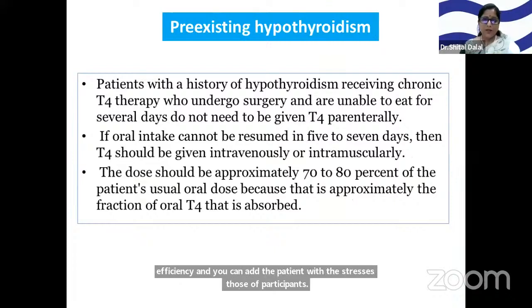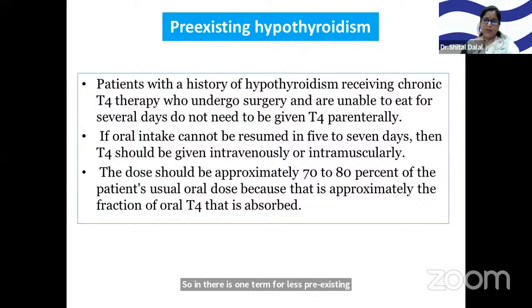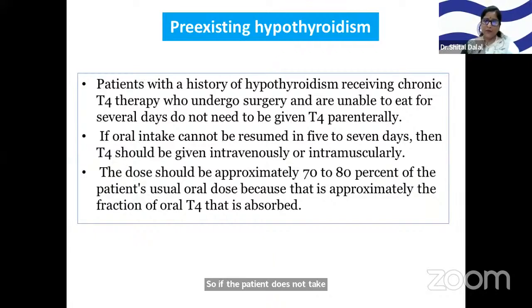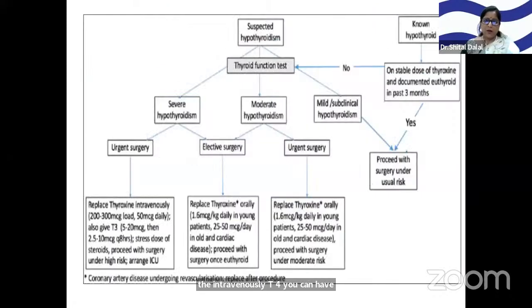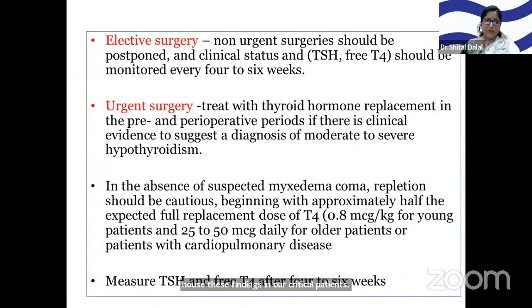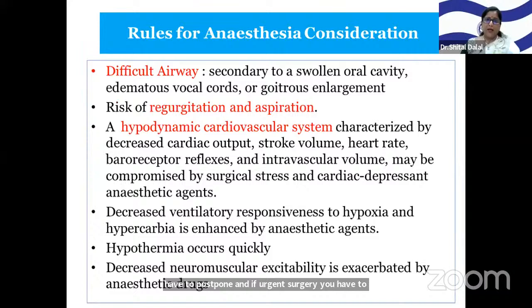There is one term called pre-existing hypothyroidism, where the patient has a history of hypothyroidism receiving chronic T4 therapy. If the patient does not take the oral treatment, then you have to administer T4 intravenously. So you have to give the treatment according to the severity of the disease in mild, moderate, and severe hypothyroidism. There is also one term called euthyroid sick syndrome, where there are abnormal laboratory findings with a significant non-thyroid illness. Most critically ill patients in the ICU have these findings. If these patients come for elective surgery, you have to postpone, and if urgent surgery, you have to treat that patient.